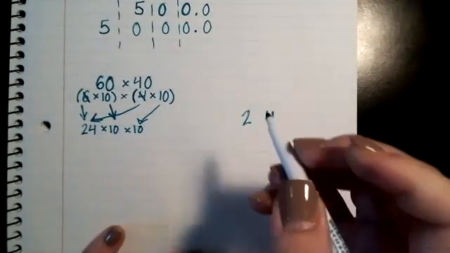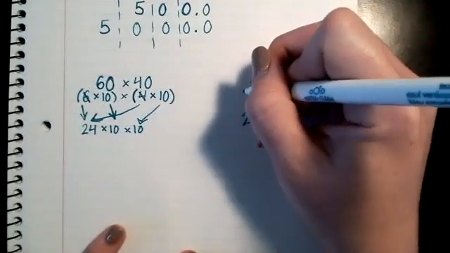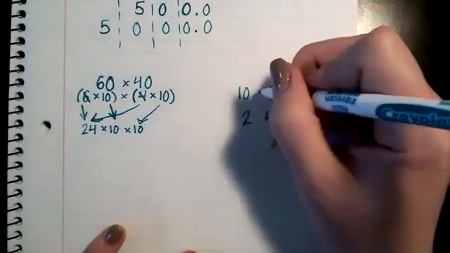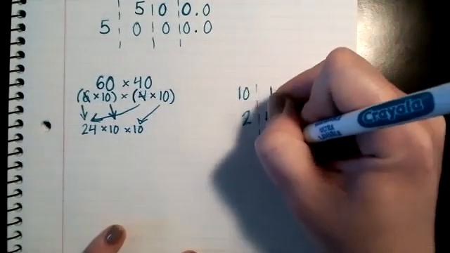When I have 24, I know that my 20 is in the tens column. My 4 is in the ones column. Okay, so I'm going to start out by having them like that.